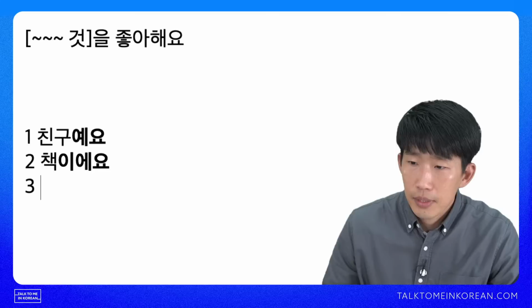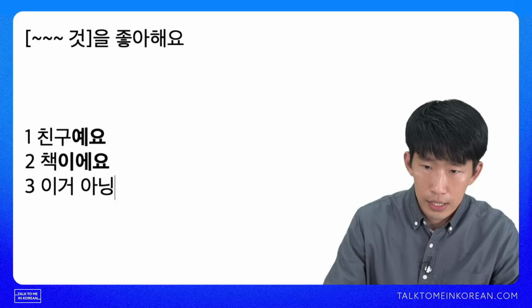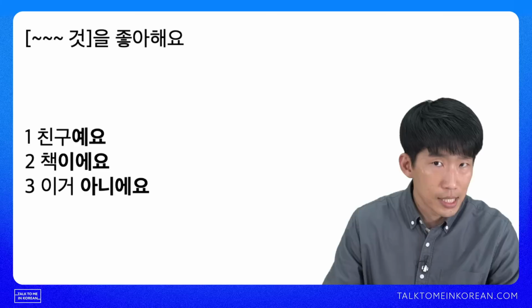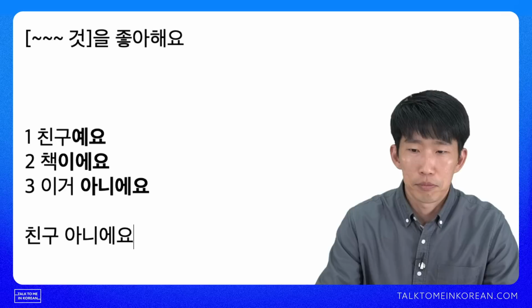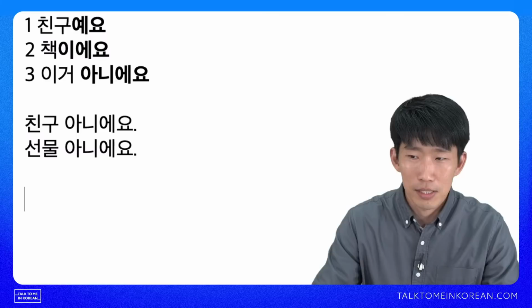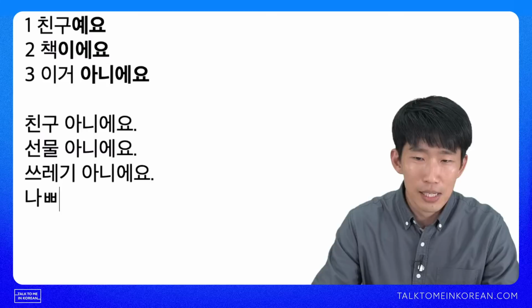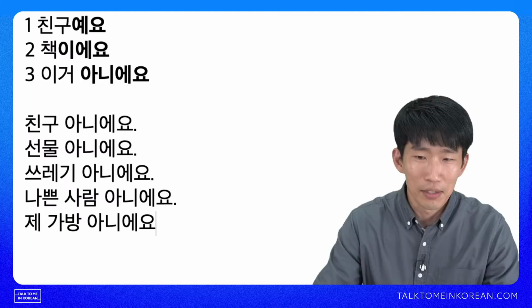이거 아니에요. It's not this. I don't have the image for you over here, but I'm going to quickly read it. 선물 아니에요. 친구 아니에요. That's not my friend. 선물 아니에요. That's not a present. 쓰레기 아니에요. That's not trash. That's not garbage. 나쁜 사람 아니에요. I'm not a bad person. 제 가방 아니에요. That's not my bag. So you can keep going like that.